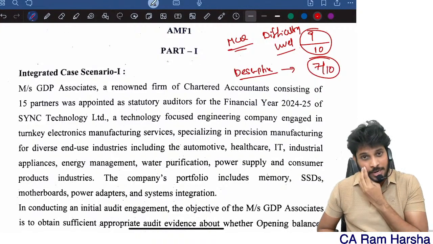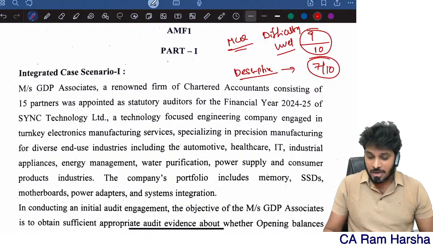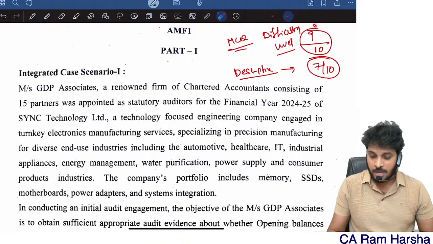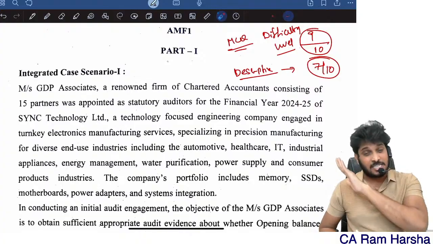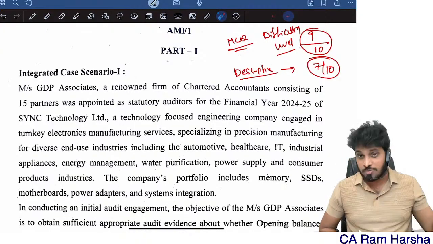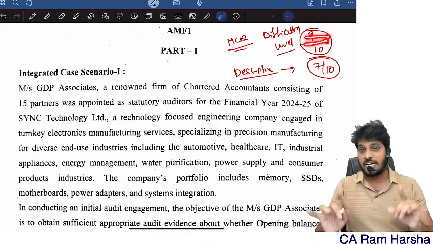Some students told me the November 24 paper was very tough. No, this is really one of the toughest papers. Out of 10, if you see the MCQ paper, the difficulty level is almost 9. In all the past attempts, the MCQ paper difficulty was hardly 6 out of 10, but this is 9 out of 10 difficulty level.